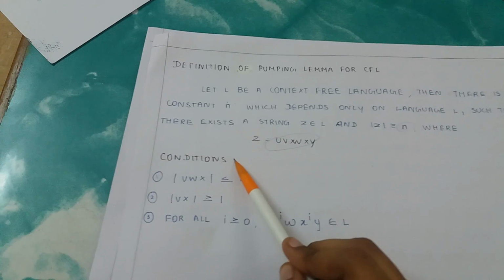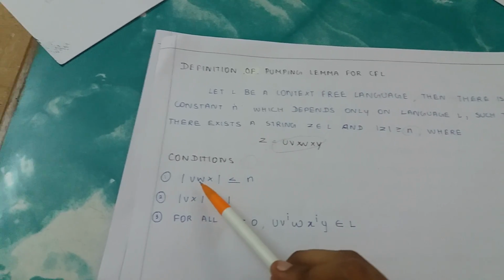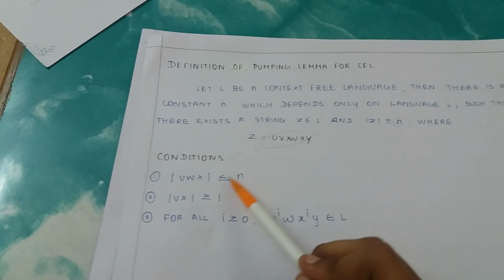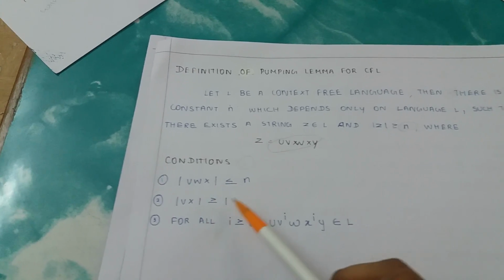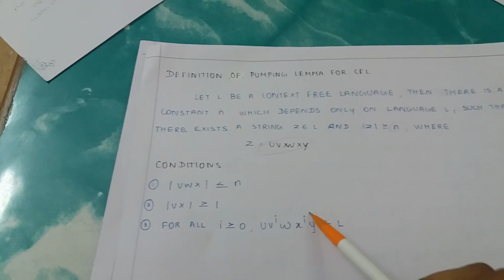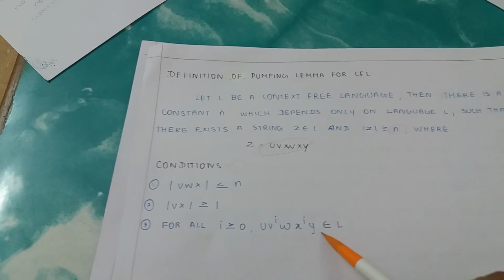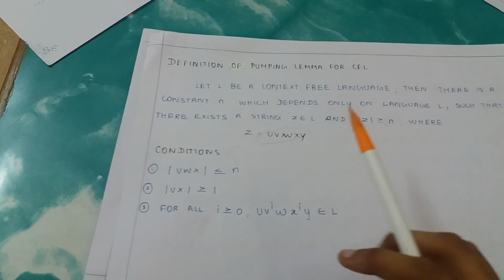So there are three conditions to prove the pumping lemma. First, the length of vwx must be less than or equal to n. Second, the length of vx should be greater than or equal to 1. And third, for all i, u v^i w x^i y must belong to this language L, where i should always be greater than or equal to 0.